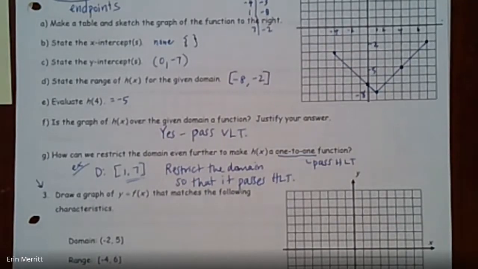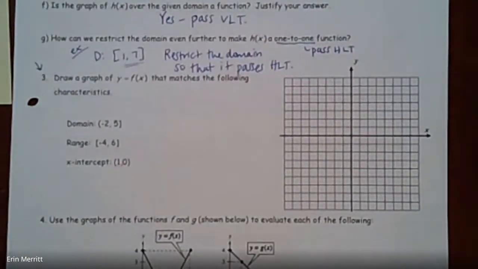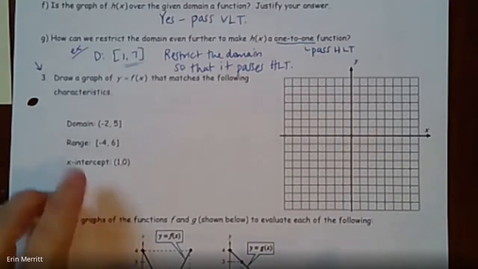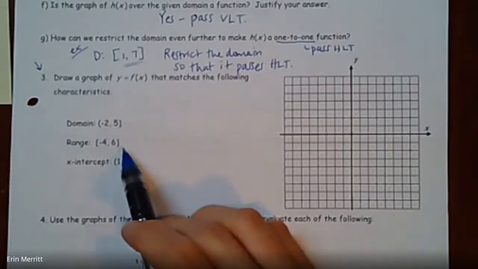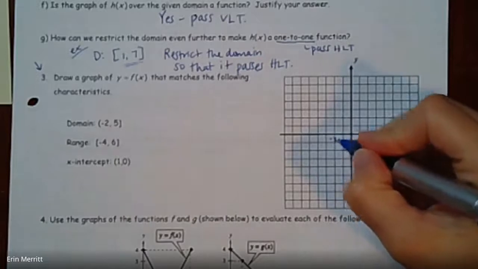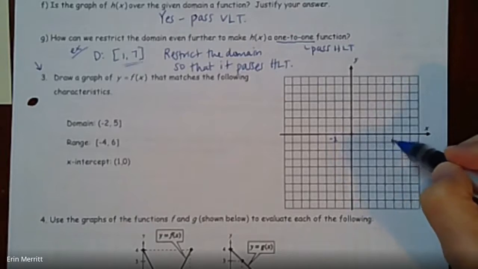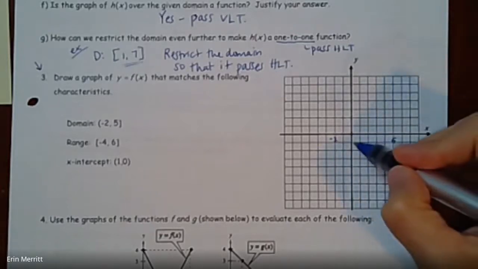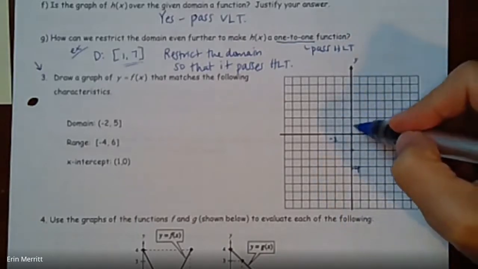Number 3, I'm not going to do with you because there is no one set answer, but this one tends to throw people a little bit. It says draw a graph of f of x that matches the following characteristics. The domain has to go from -2 to 5. The range has to go from -4 to 6, and it has to have that x-intercept. So what I would suggest right now is label your graph. Label -2 and 5 on your x-axis. So 1, 2, 3, 4, 5. And then your range, label where -4 is and where +6 is.